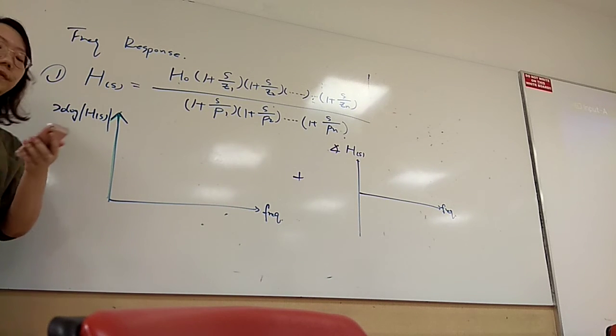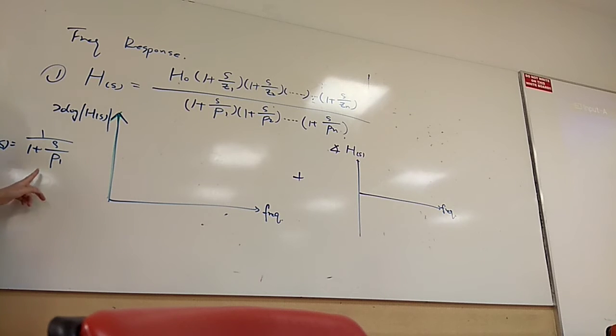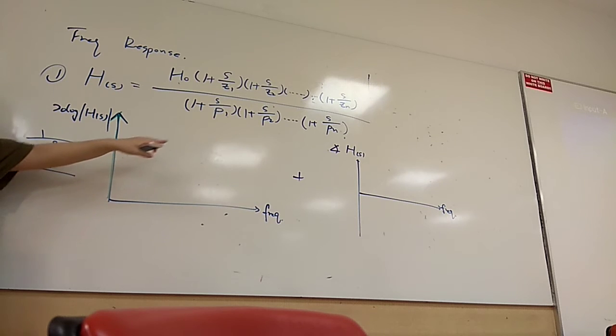you are given a transfer function, H(s) equals 1 over 1 plus s over p1. This one is a single pole system, right? Because you can see you only got one pole and you don't have a zero. Okay, so if the transfer function given is this one, all you are going to plot is magnitude and phase.